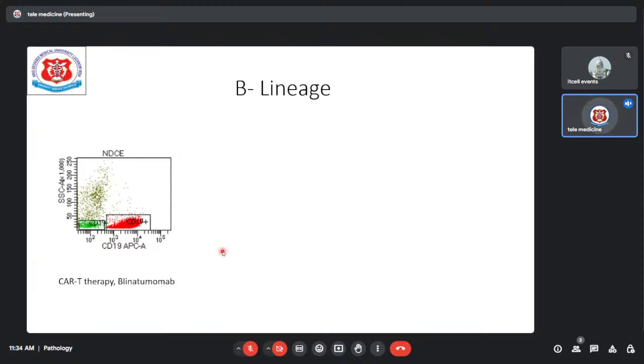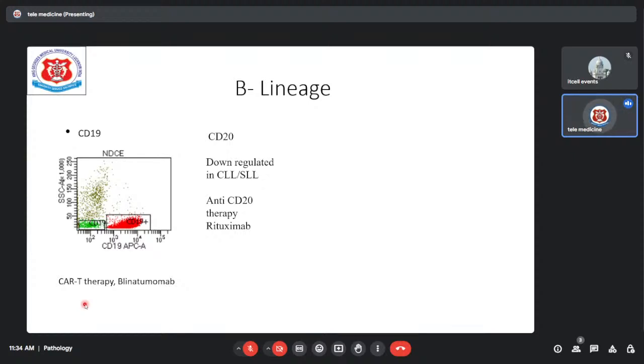There is a 19 positive population and there is a 19 negative population. So your 19 positive cells are the B cells, and then you have the 19 negative cells, which are the T cells. Using 19 requires that the patient is not on certain therapies like CAR T cell therapy or anti-CD19 like blinatumomab, because at that time the cells will have loss of CD19. So you have to take the history completely before choosing a gating marker.